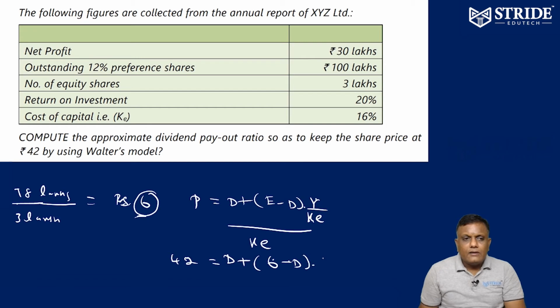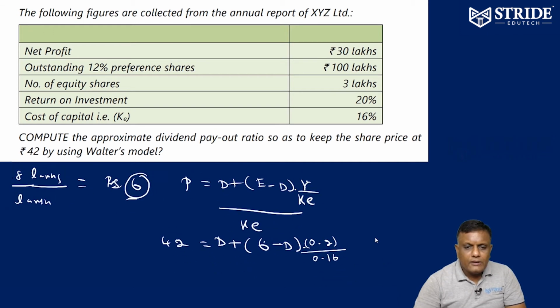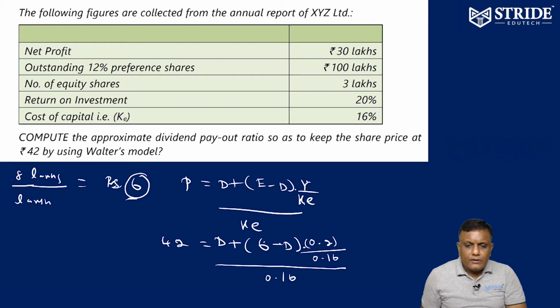Into the return on investment 20 percentage, that is 0.2, by KE 16 percentage, 0.16. Now cross multiply and find the value of D.